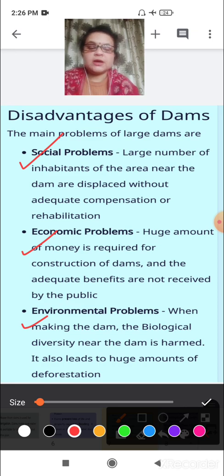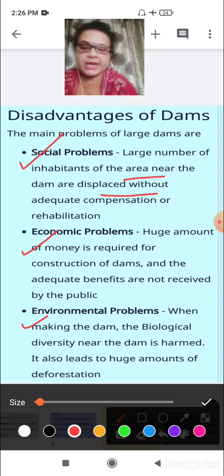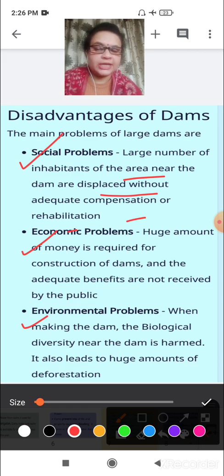Social problems, how? A large number of people, inhabitants of the area, people living near the dam, are displaced without adequate compensation or rehabilitation. Means they are not getting a proper place to live and proper jobs, but they are displaced into other areas. And what is the economic problem?